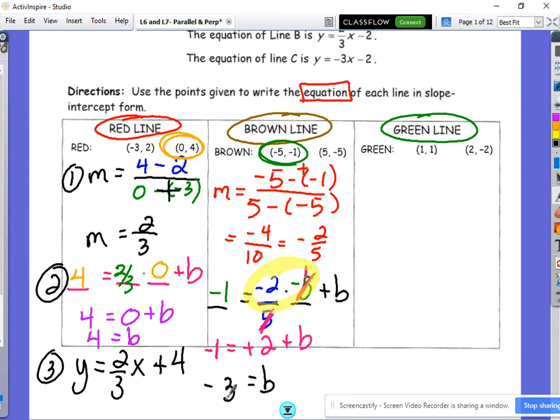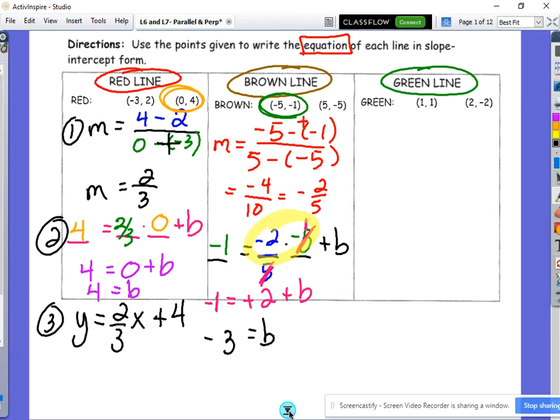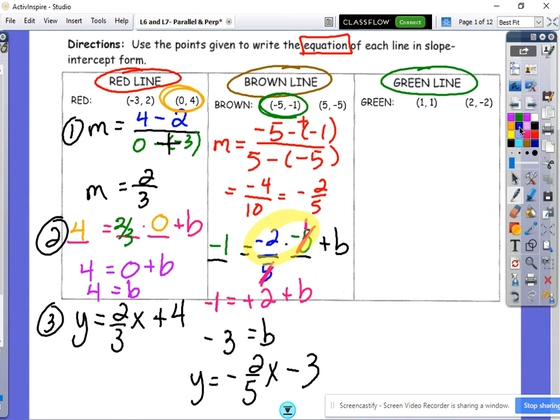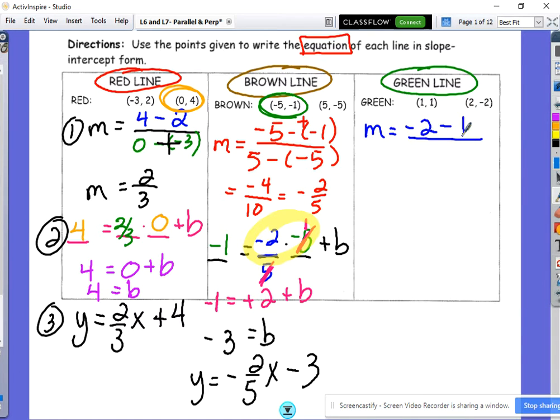Okay, so that's our b value, meaning the equation of the line would be y equals, my slope is negative 2/5 x minus 3. There's your equation. All right, and for the green line, find our slope. Our slope is going to end up being negative 2 minus 1 all over 2 minus 1, which simplifies a little bit easier to negative 3 over 1, which is just negative 3.